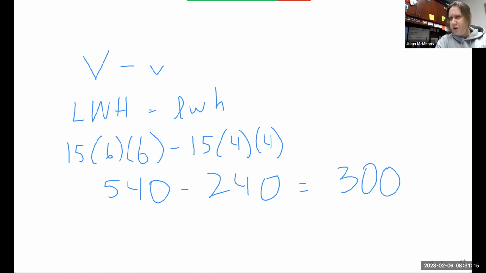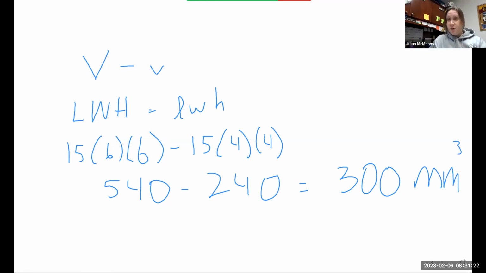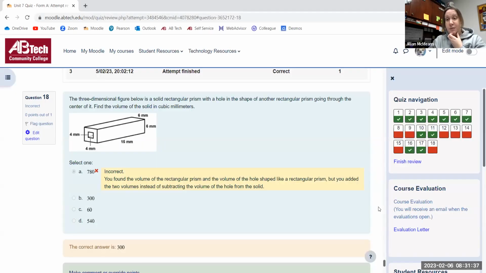And I feel like we were dealing with millimeters, so it would be millimeters cubed. Okay, so length times width times height for the whole thing, length times width times height for the cutout, multiply and then subtract. All right. So there you have it. You should have gotten option B. All right, so that's it for this one.